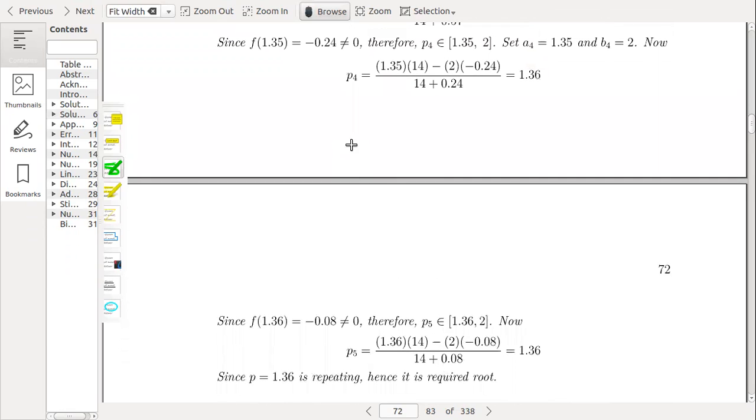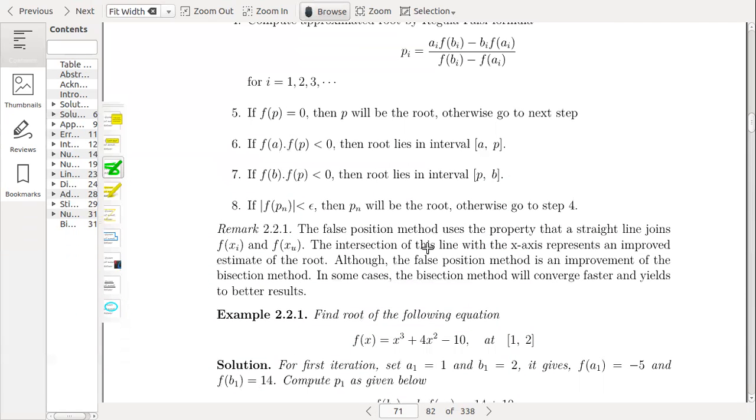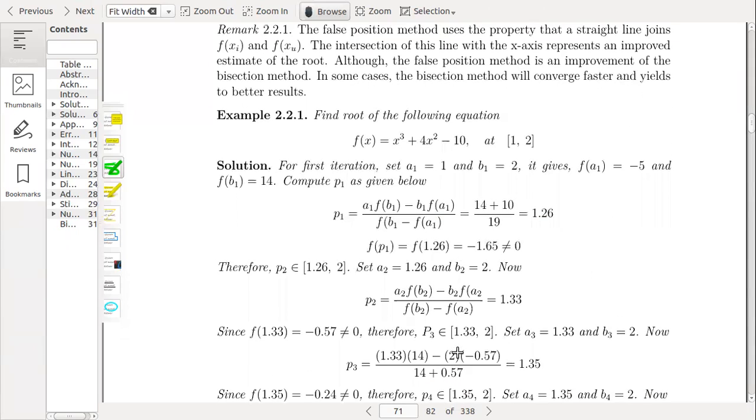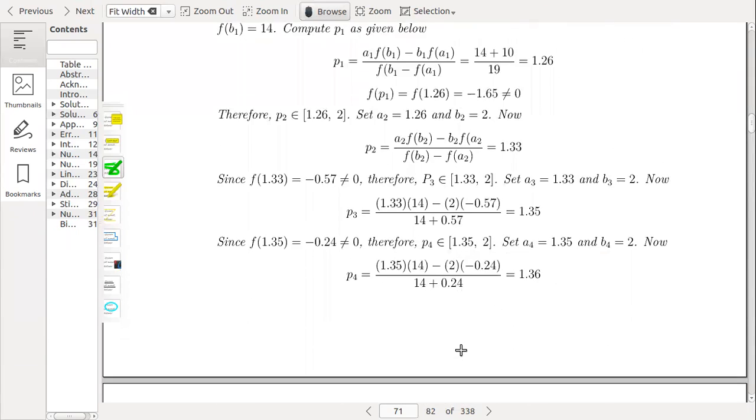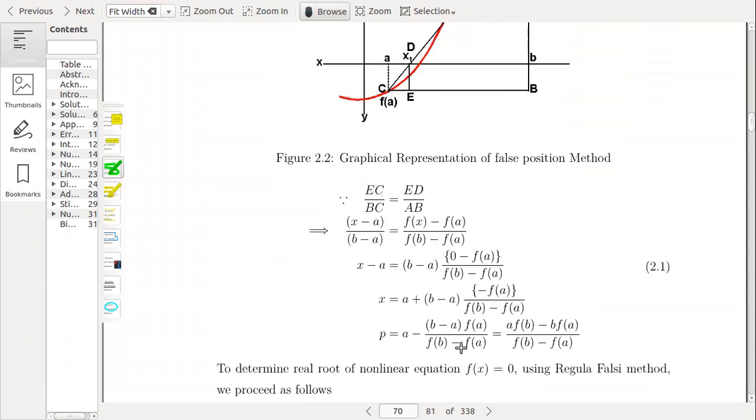So here the root at P4 is 1.36 and at P5 is also 1.36. It means we have obtained the answer correct up to 2 decimal places, because after the point the 2 decimal places are similar in both roots. So this is the method by which we can compute the roots using the regula falsi method.